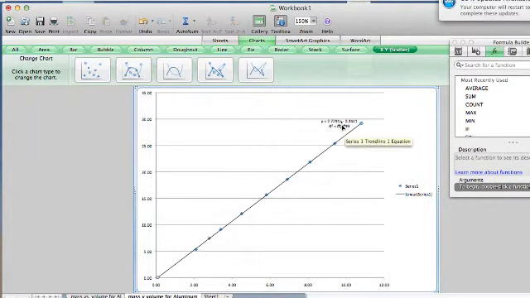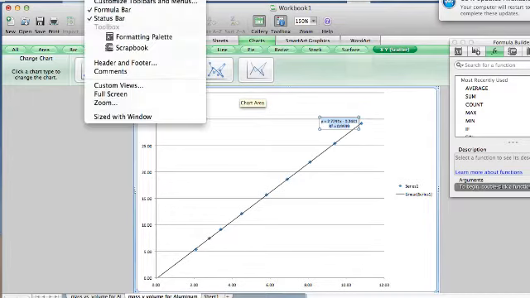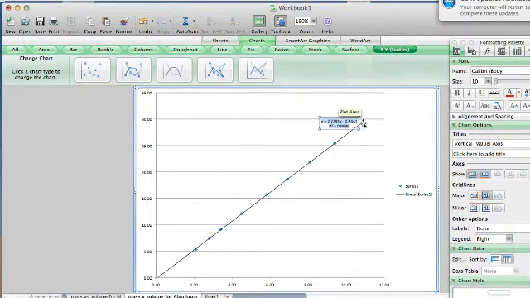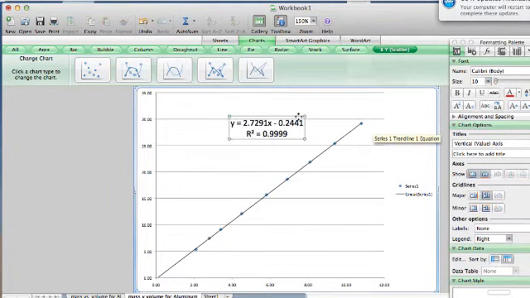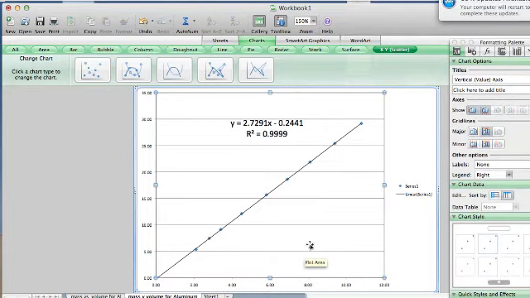This information has a very small font size, so I can highlight this and change my font size. On a Mac, I have a formatting palette where I can easily change the font and make it larger so that we can read it. This box is a text box, and it also can be moved anywhere else on the graph if you want to move it away from the line. Okay. So now I have my graph.